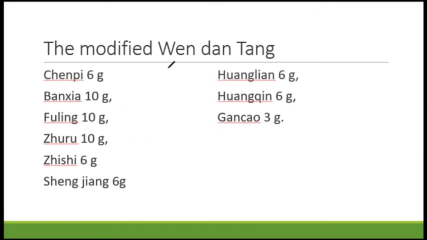The formula we use, Wen Dan Tang. We talked about this formula before. Dan is gallbladder. Wen Dan Tang, Wen is warm, but this formula is not truly warming the gallbladder. It clears heat and some damage from the gallbladder. So we still have the Er Chen Tang idea here.